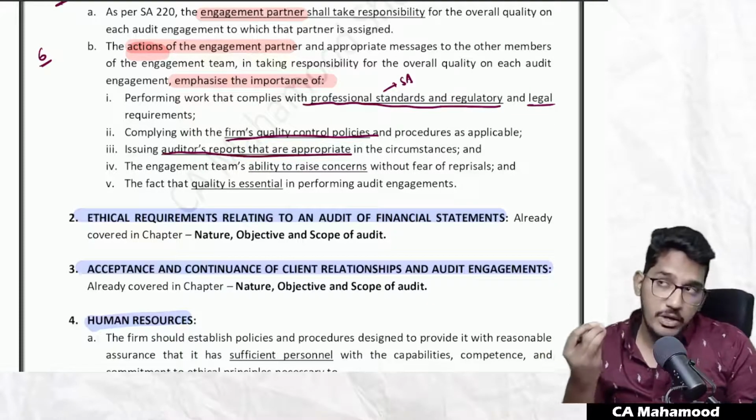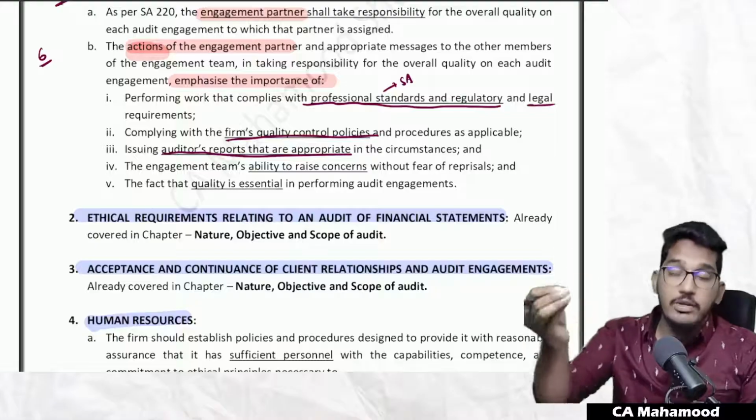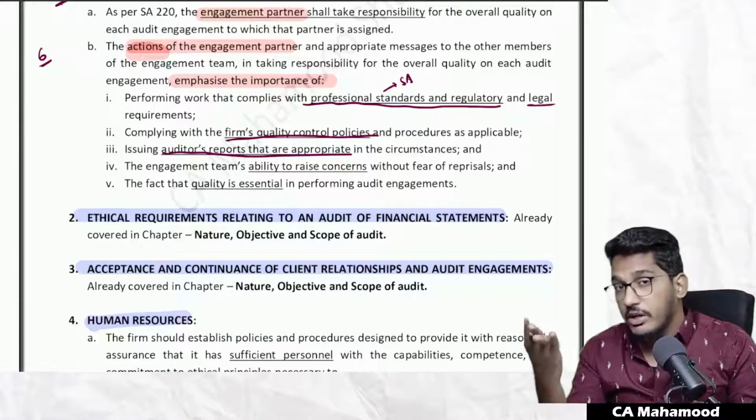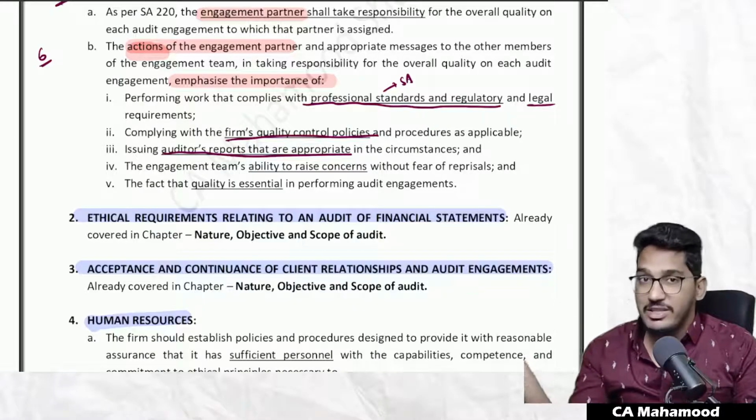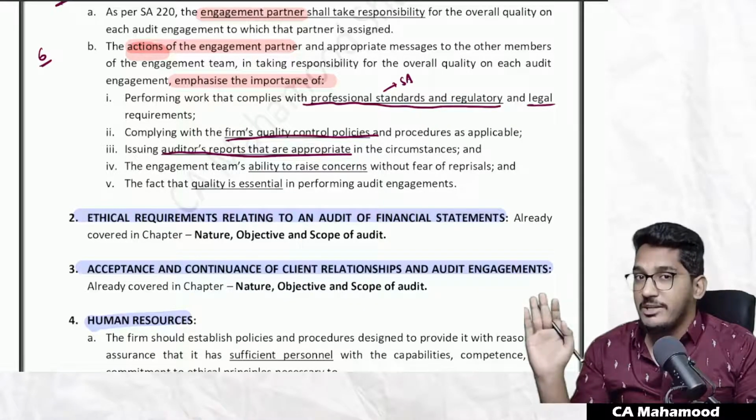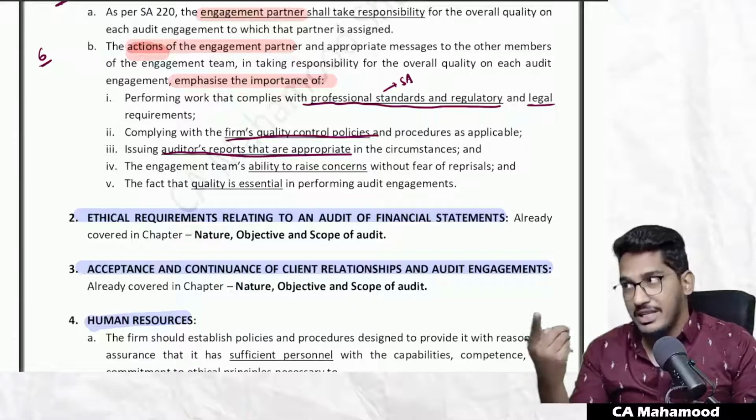If you don't give an appropriate audit report, what is going to happen? You have to tell them. Tell them if you don't give the appropriate report, we all will go and sit in the jail. But practically that will not happen. Not all the engagement team will go and sit in jail. Engagement partner only will go and sit in jail. But if he says, if you do wrong, I will go in jail, they will not feel responsible.